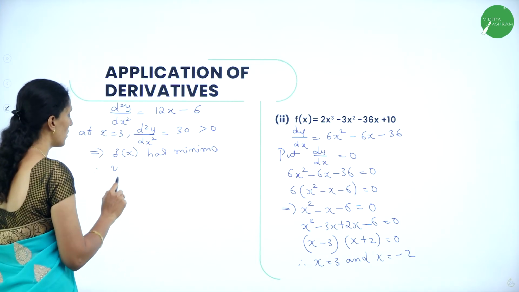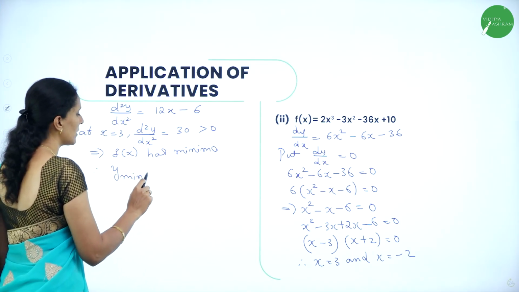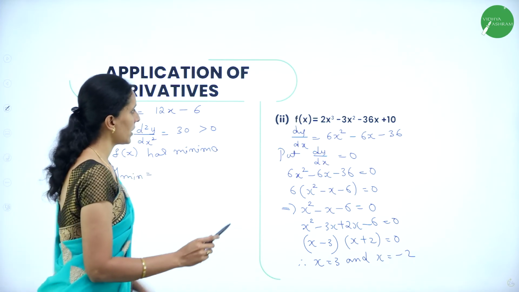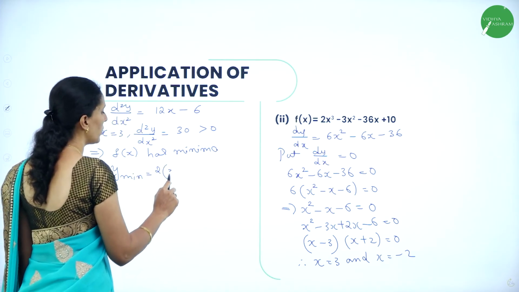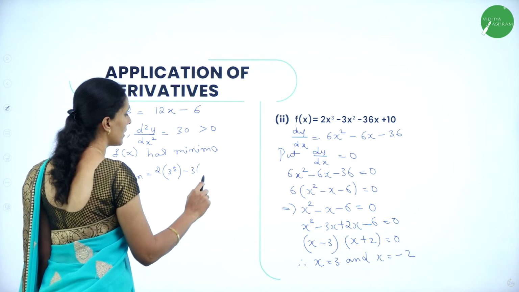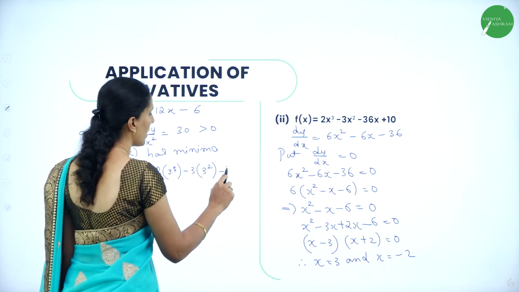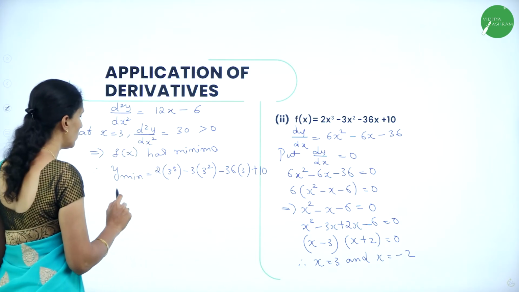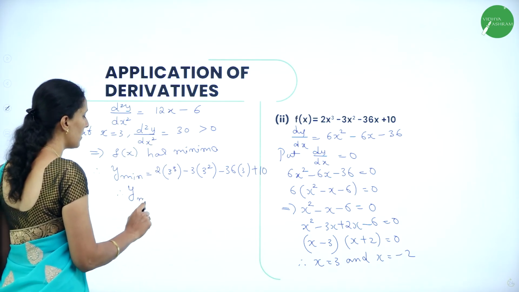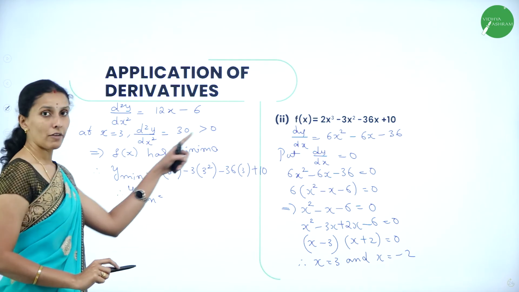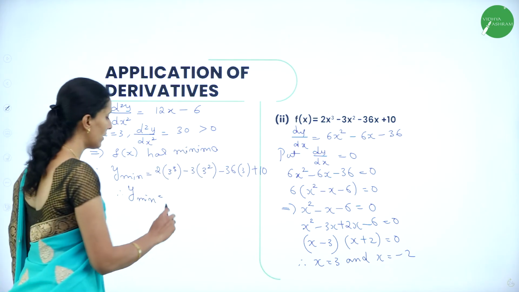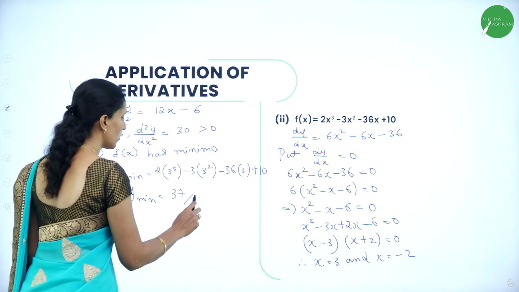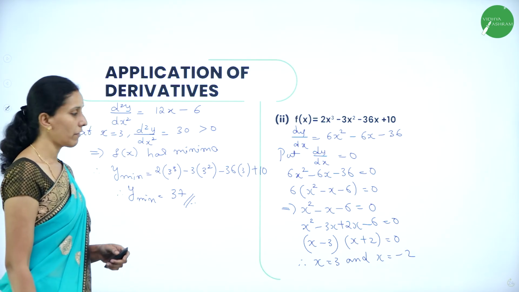So, therefore, y minimum is equal to, put x is equal to 3 in the given equation, 2 into 3 cube minus 3 into 3 square minus 36 into 3 plus 10. So, therefore, y minimum is equal to, solving this equation, we will get the value as 37. So, this is the minimum value of the given function.